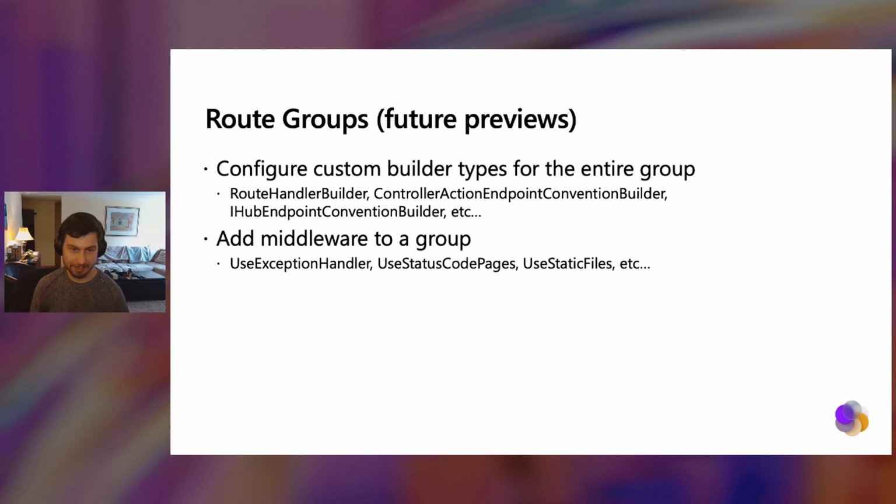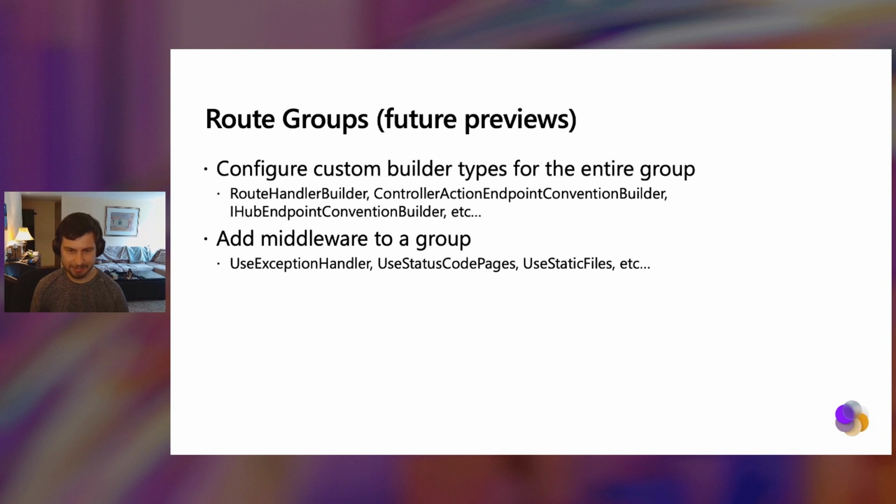Also, UseExceptionHandler actually calls through, and for those of you who are familiar with ASP.NET, it calls through a next method. That is the middleware that gives you nicer error pages than a blank 500, right? And it'd be nice if you could customize that towards an entire group.